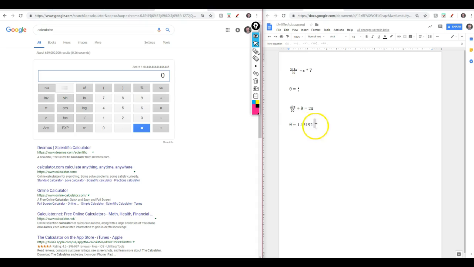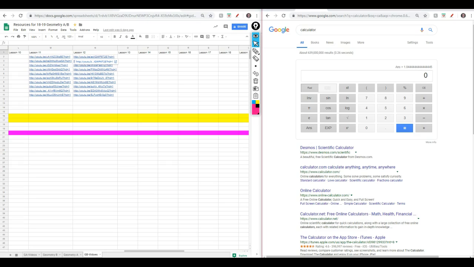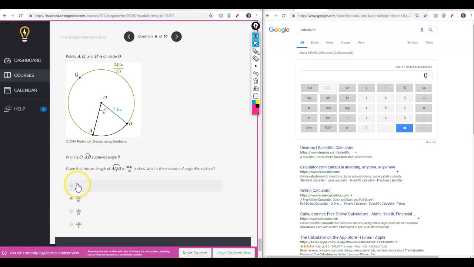So knowing that it's 1.15192, I'm going to jump over here and start typing it in. 2 pi fifths. Doesn't match. It's not equivalent. 49 pi 30ths. Doesn't match. It's not equivalent. 11 pi 30ths is 1.15191, which would round to a 2, so that is our match. And that's how I would use my tools and technology to help me answer this question.